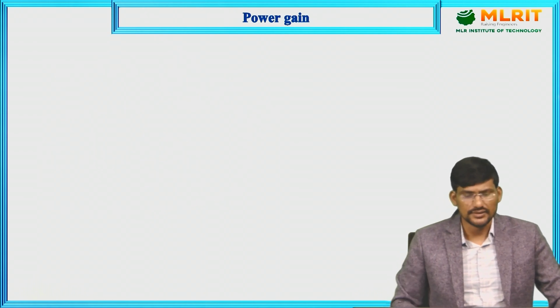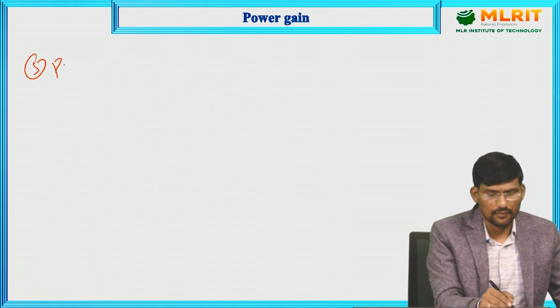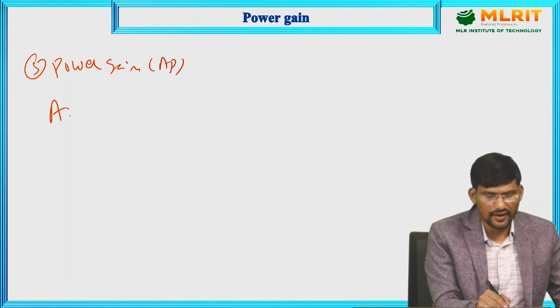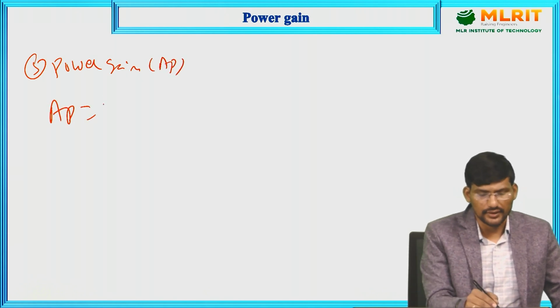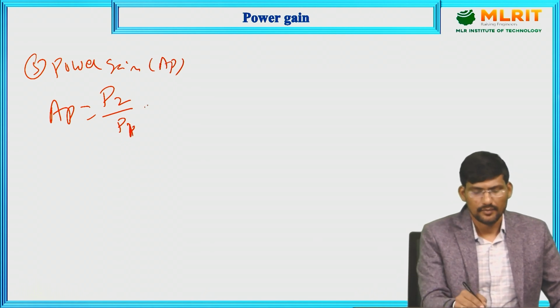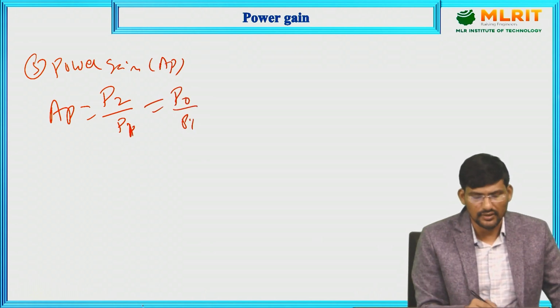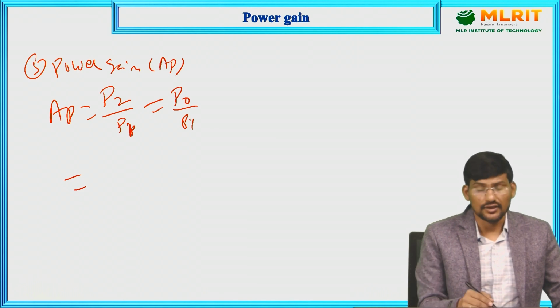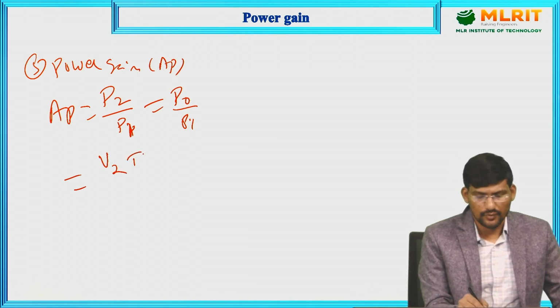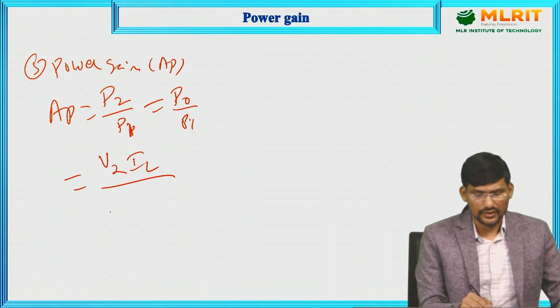Now the fifth one is the power gain. Power gain is defined as the ratio of output power to the input power, that is P2 by P1 or P0 by Pi. Output power is in terms of output voltage and output current. What is the output voltage? V2, and output current is IL. And what is the input voltage? V1, and input current is I1.